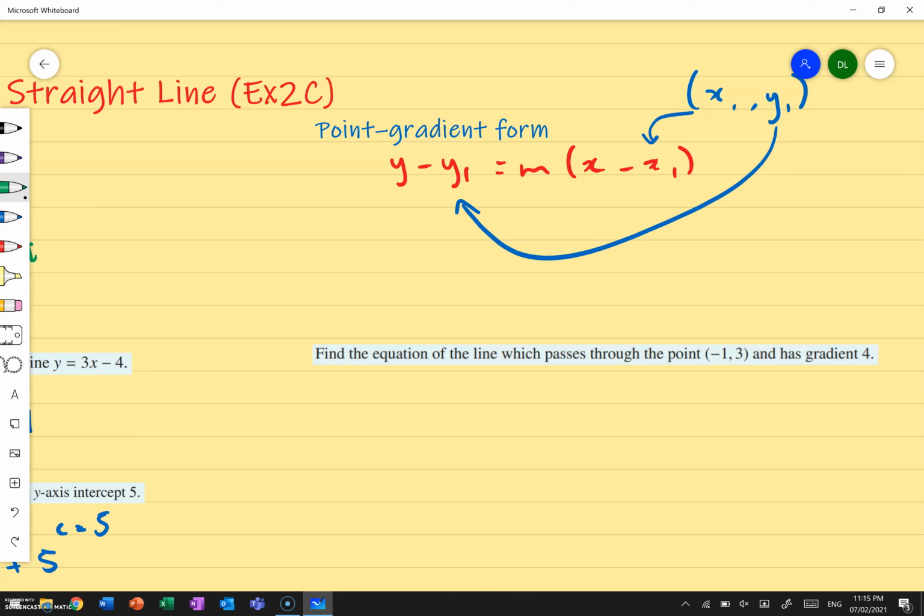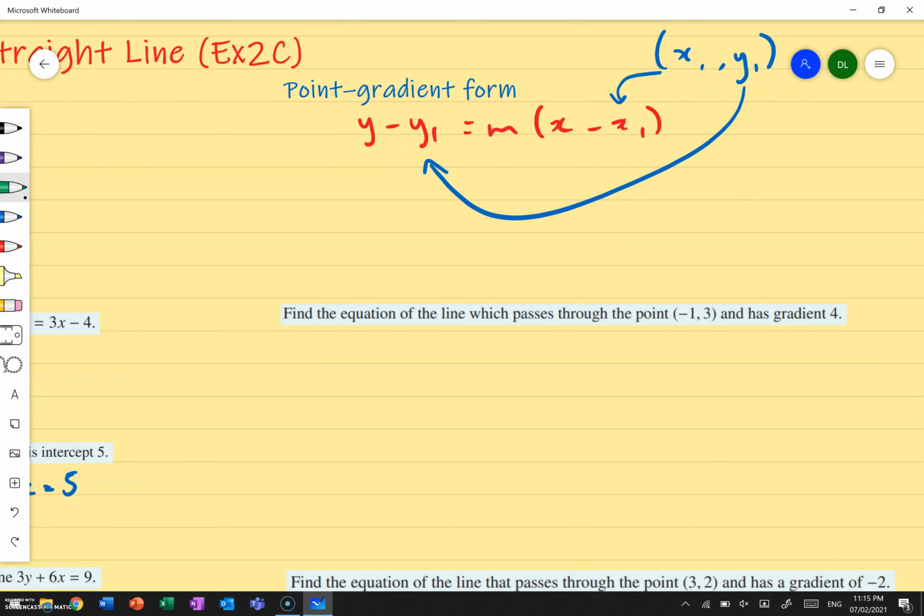You'll notice that it's actually very similar to our gradient intercept form, and if we wanted to, we can just transpose that over there and expand those brackets in order to get our gradient intercept form. However, in this case, we can just stick with the point gradient form. Let's go ahead and put that into practice.